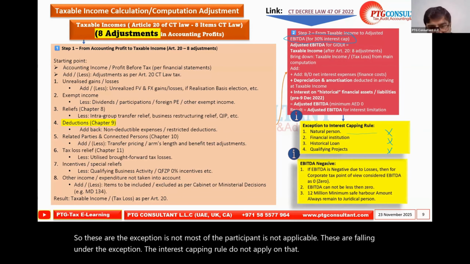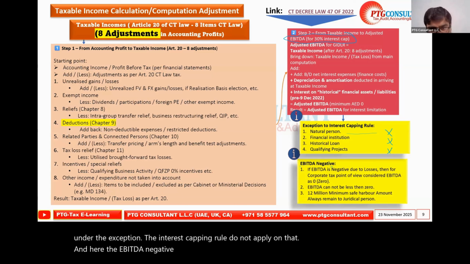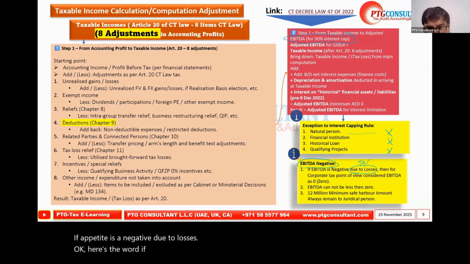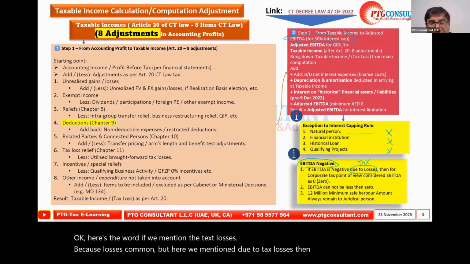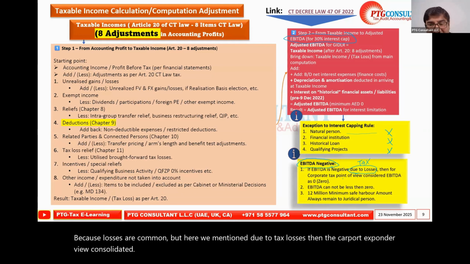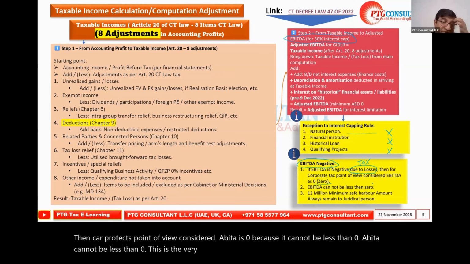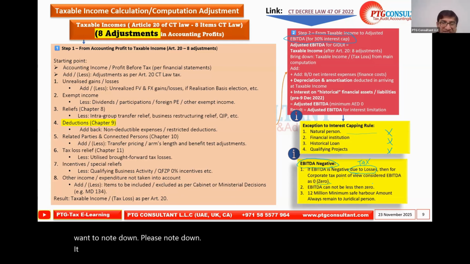And here, the EBITDA is negative. We already discussed this. If EBITDA is negative due to tax losses, here the words matter, if we mention tax losses, then from the corporate tax point of view, EBITDA is considered zero because it cannot be less than zero. EBITDA cannot be less than zero. This is a very important and critical point. If you want to note it down, please note it down. It will help you understand this whole process.